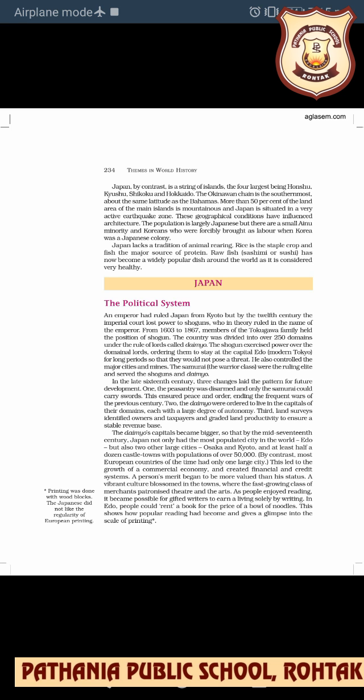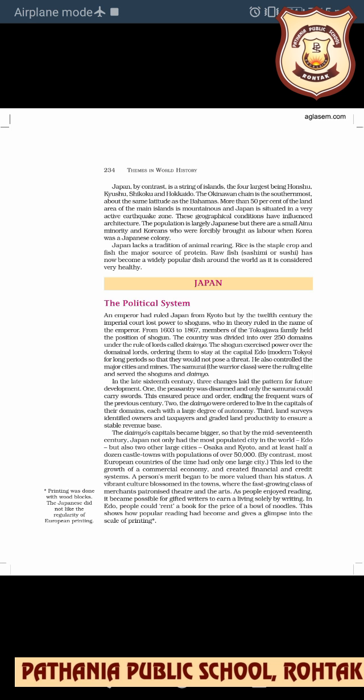An emperor had ruled Japan from Kyoto, but by the 12th century, the imperial court lost power to shoguns. Beta, these were the dynasties over there, who in theory ruled in the name of the emperor. From 1603 to 1867, members of the Tokugawa family held the position of shogun. The country was divided into over 250 domains under the rule of lords called daimyo. The shogun exercised power over the domainal lords, but a proper system was followed.